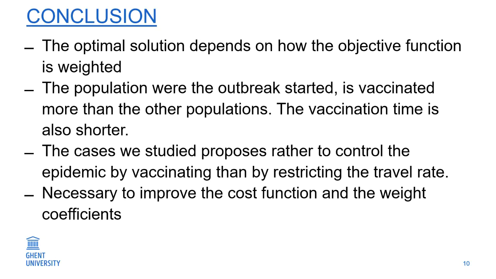The optimal solution depends strongly on how the objective function is weighted. We can conclude that the population where the outbreak started is vaccinated more than the other populations, and the vaccination time for that population is also shorter. Furthermore, the cases we studied propose rather to control the epidemic by vaccinating than by restricting the travel rate. We have to denote that it is still necessary to improve the cost function and the weight coefficients.